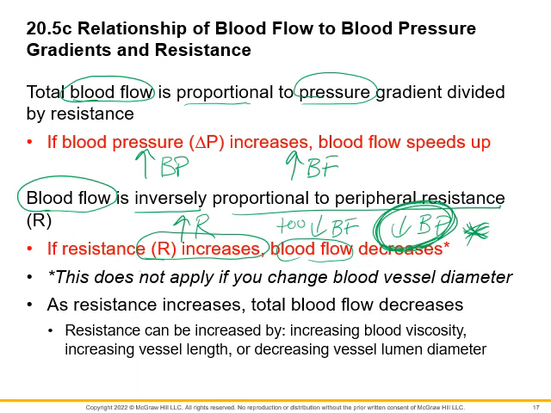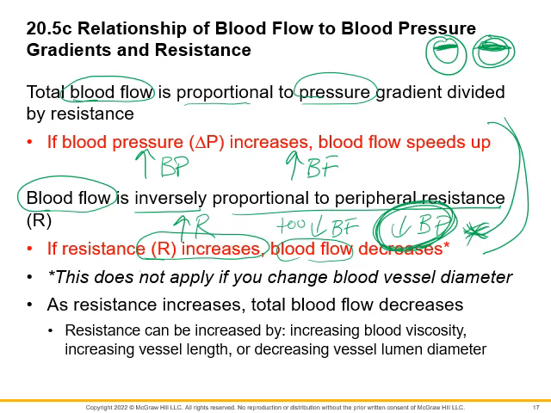So they make it a point of saying that the resistance being inversely proportional does not apply if you change the diameter of the blood vessel. So they're saying if the blood vessel diameter, the lumen opening, stays the same, these apply.